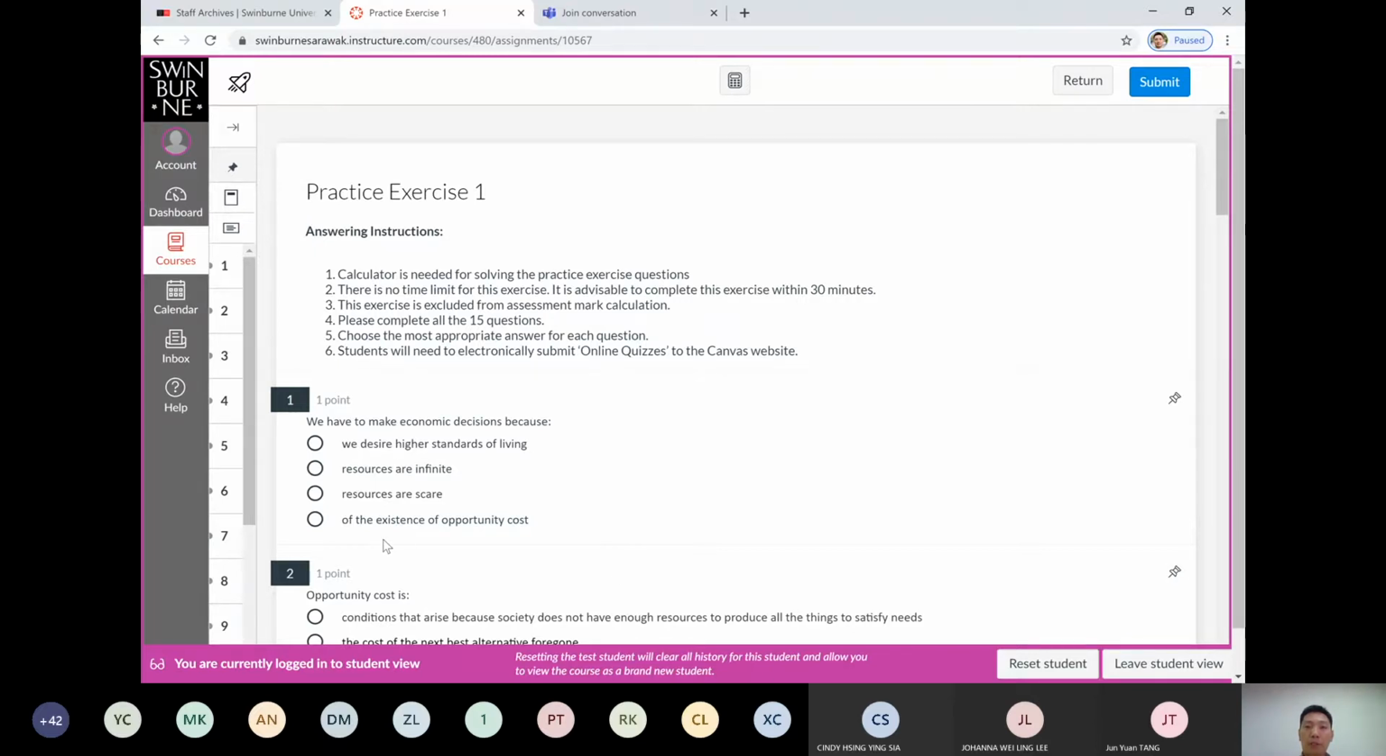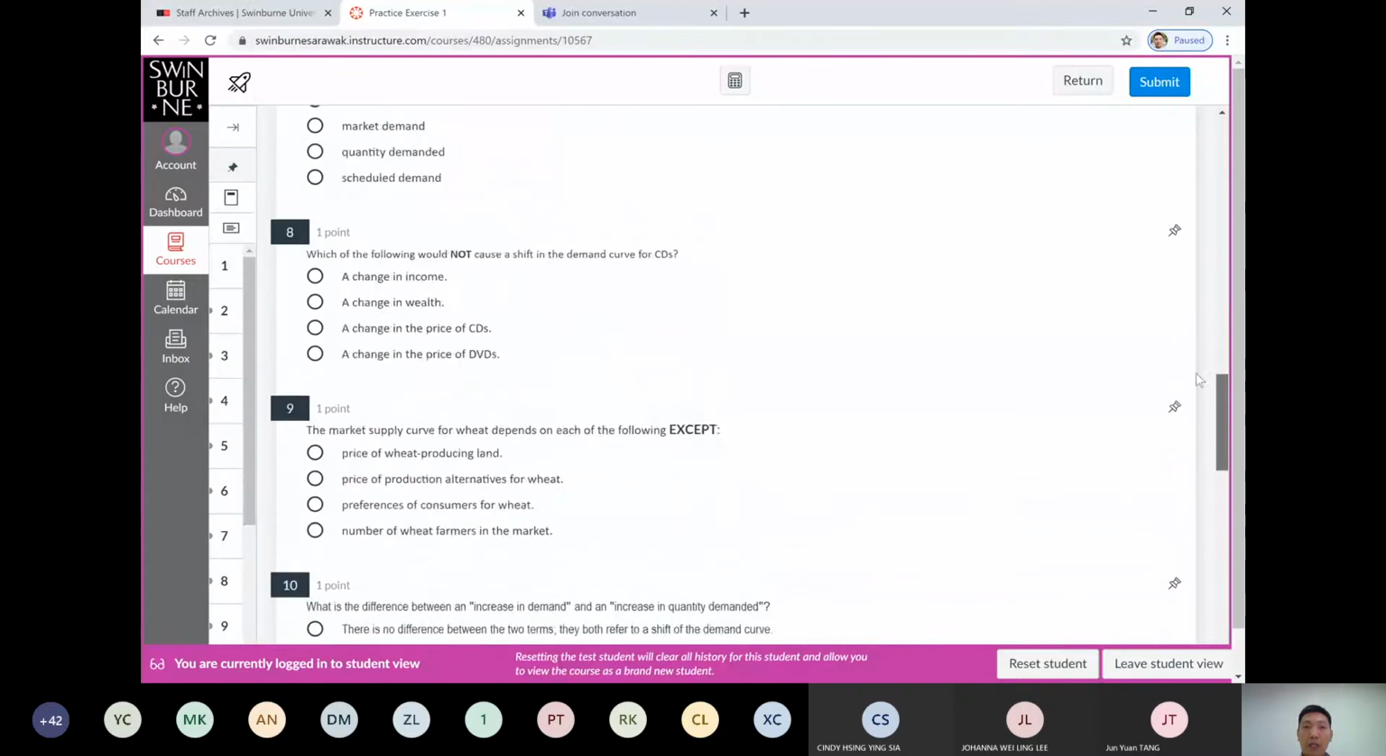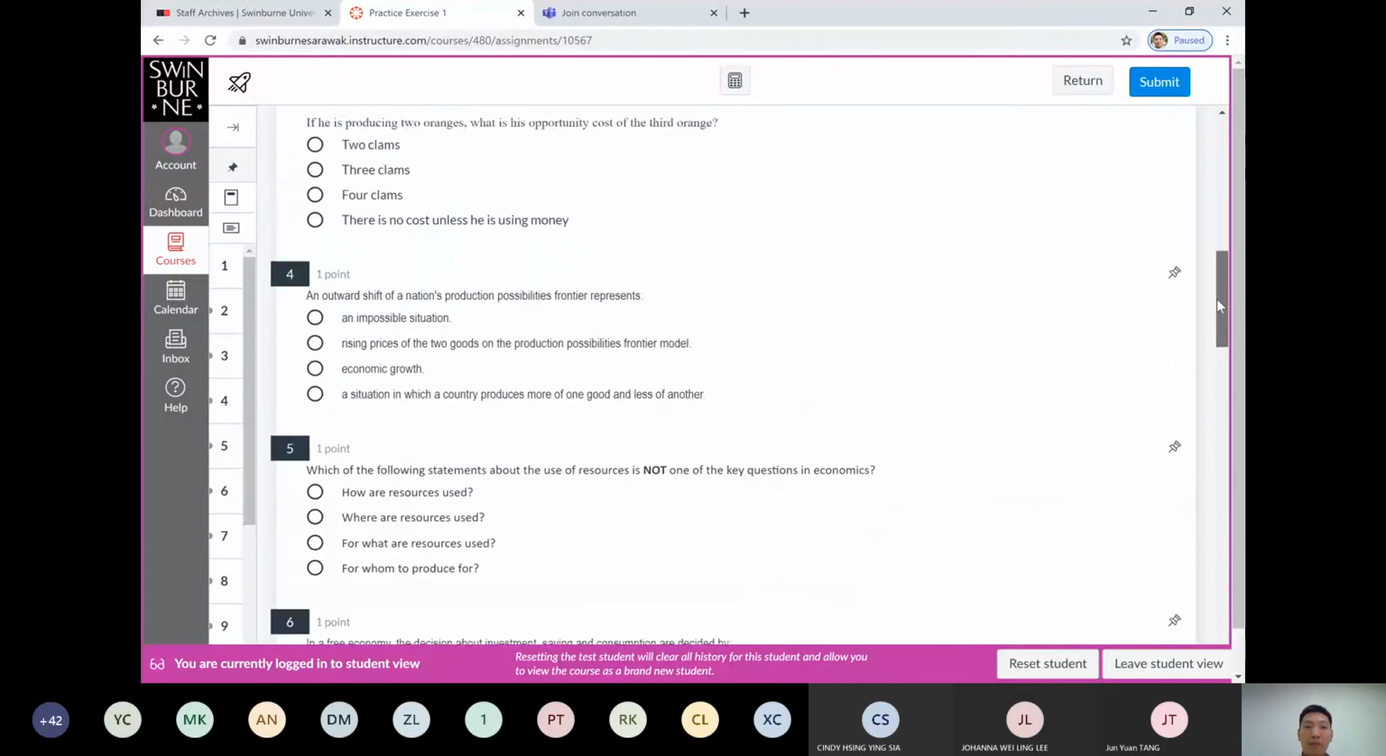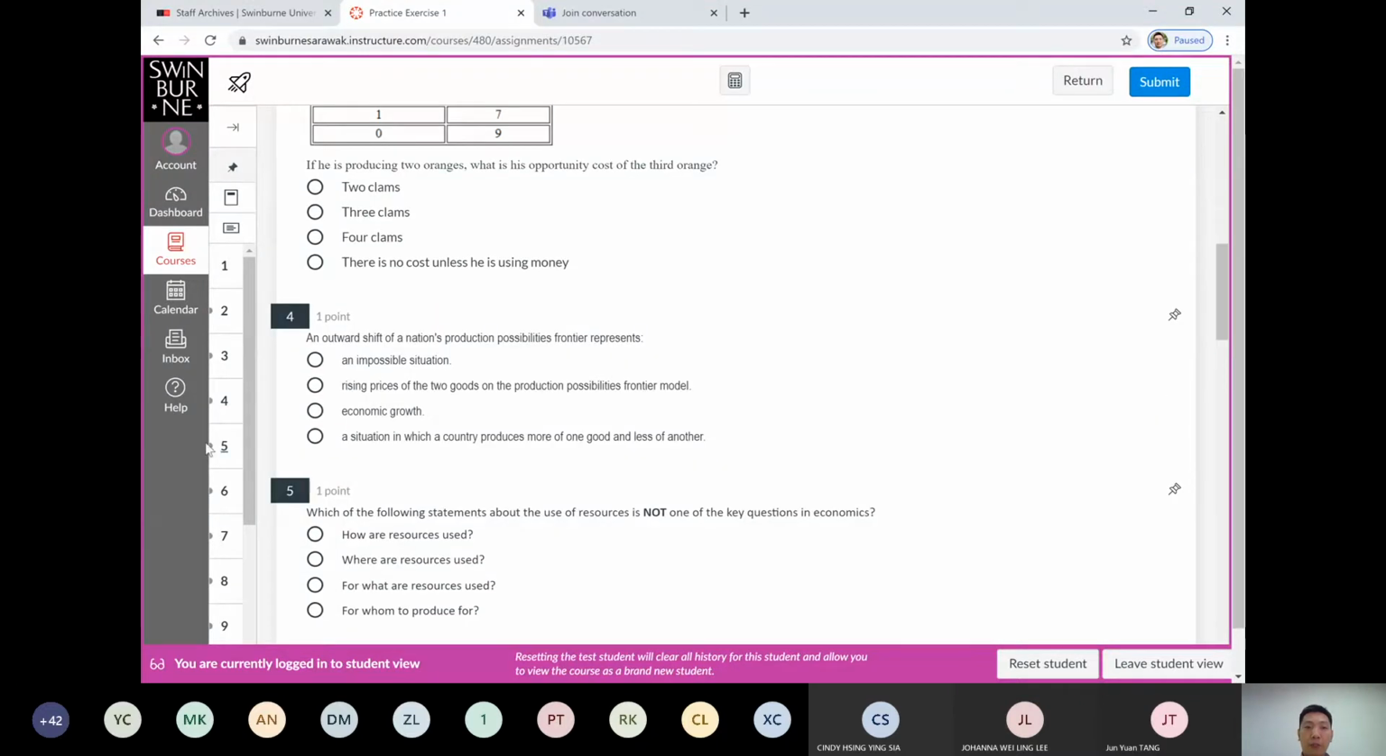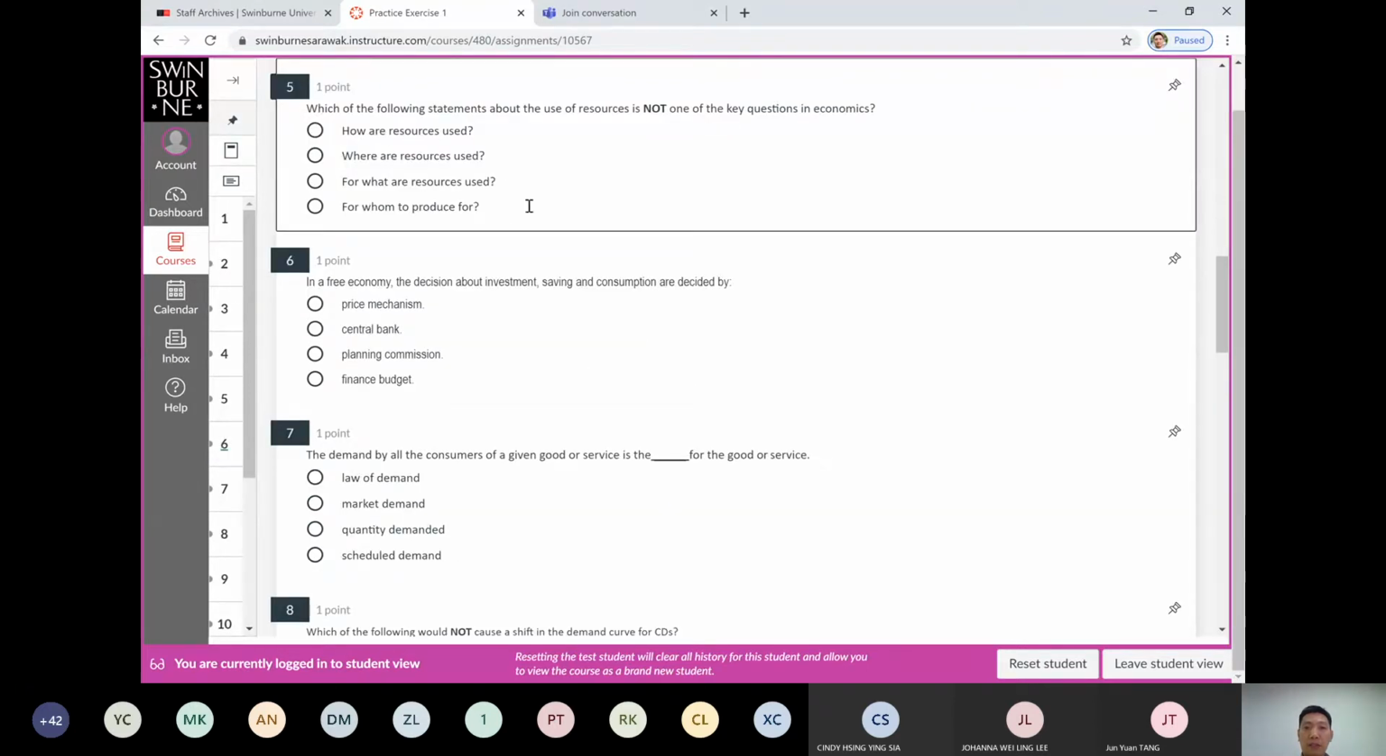Each question has 4 options for you to choose. So let's say this question: we have to make economic decisions because of what? Resources are scarce. This one. If you think that this answer is correct, just take this. Continue the same process for other questions. You can even go back. Let's say you're not sure about question 5, you can just click on this button and go to question 5 to attempt this.